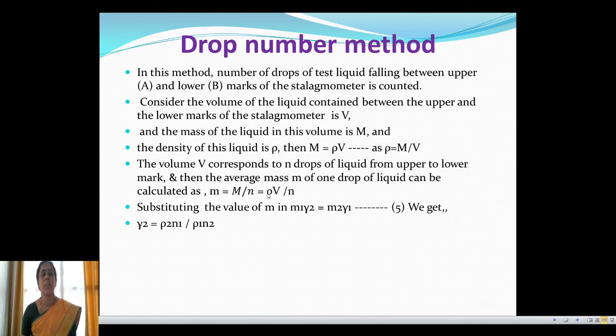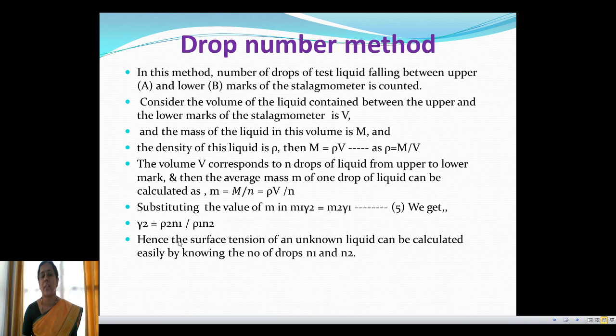Now, substituting this value of small m in equation 5, which we have already discussed, we get gamma 2 is equal to rho 2 n1 divided by rho 1 n2. Hence, the surface tension of an unknown liquid can be calculated easily by knowing the number of drops n1 and the number of drops of the second liquid n2. Rho 1 and rho 2 are the densities of the reference and the solution under study.